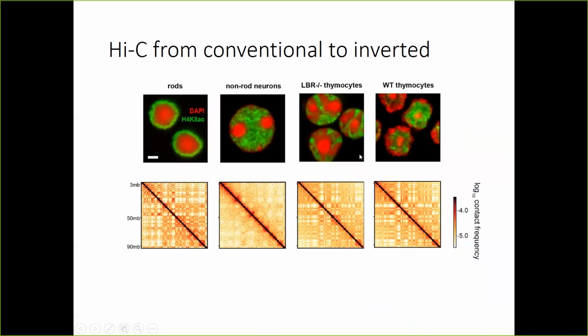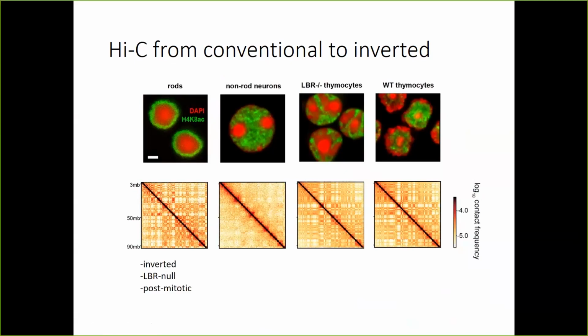So as you can see, when the mouse nuclei are not expressing LBR, then you get this interesting partially inverted geometry that is nevertheless very different from the conventional geometry, but not quite as clean as the rods.